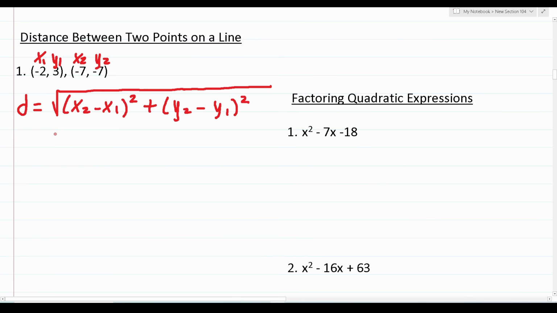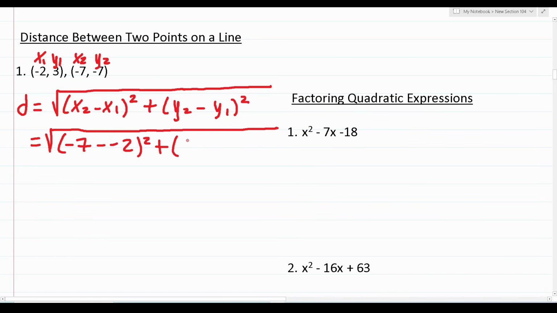So let's go ahead and get started by plugging those values in accordingly. My pen is starting to act up here a little bit. Just bear with me. What is x2? It's right there. It's -7. So this is -7 minus x1. x1's right there. It's -2 squared plus, what is y2? It's right there. It's -7 minus y1. It's right there. It's 3 squared. So let's go ahead and keep solving this.